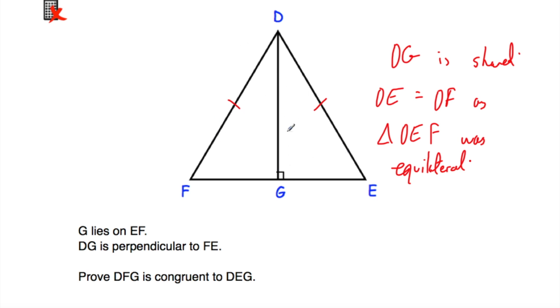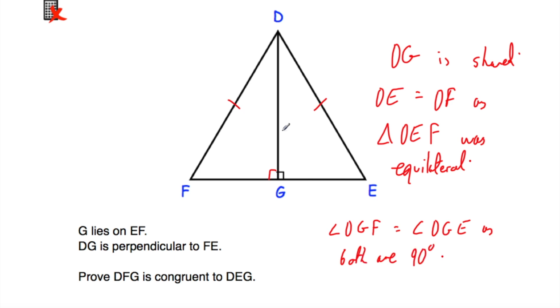Okay, now there's a few different ways we could finish off this question. One approach now is to say, well, if that's 90 degrees, that this would be 90 degrees as well. That angle DGF equals angle DGE as both are 90 degrees.